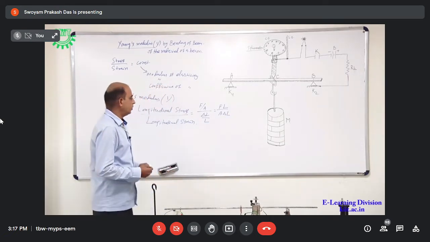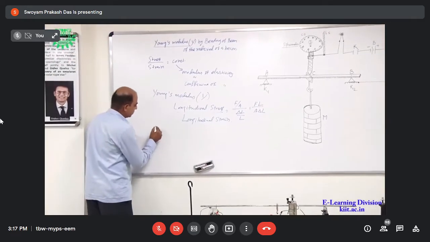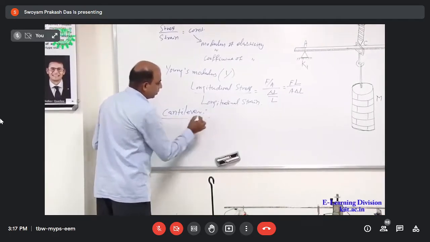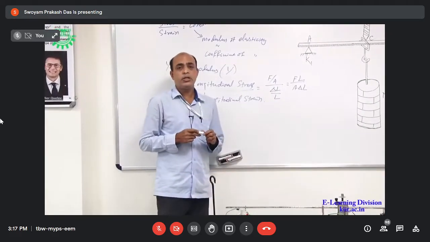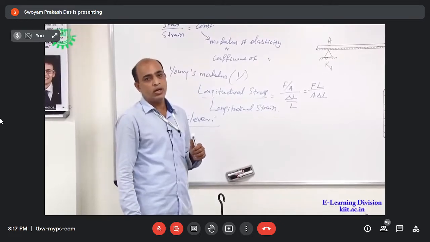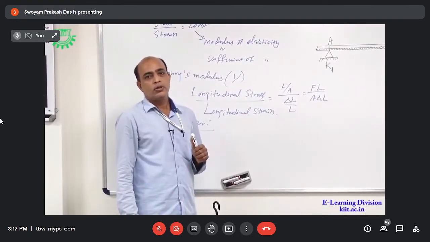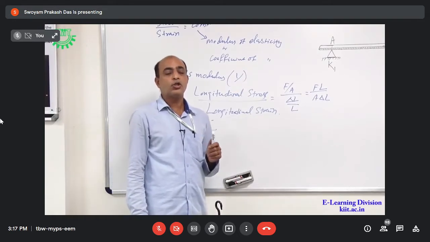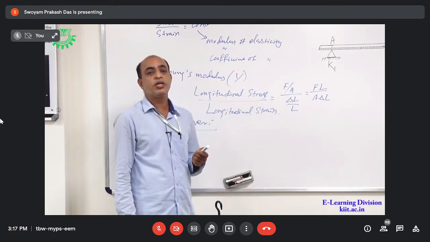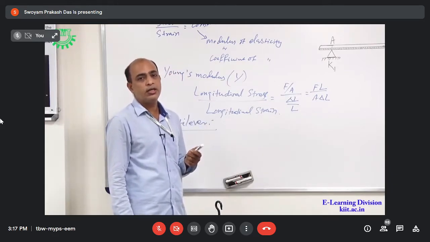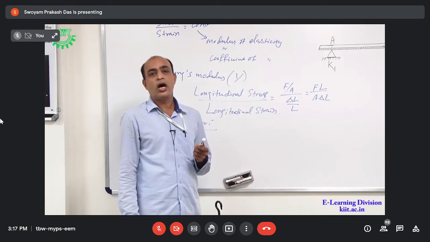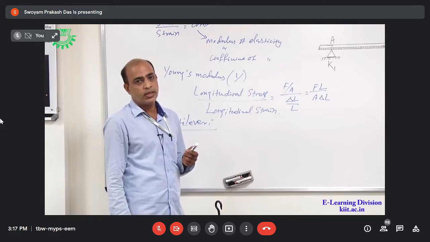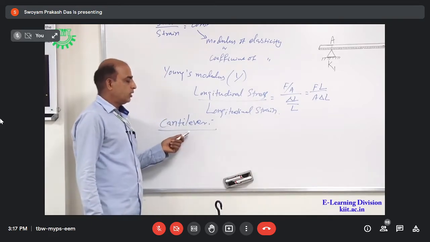We know the cantilever from our previous classes. So what is a cantilever? A cantilever is a beam, a long beam, whose one end is fixed and the other end is free. When it is loaded at the other end, then it comes into an arc because of the load given at the other end. So that is a cantilever.